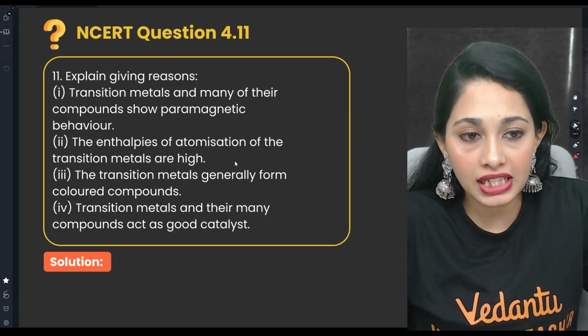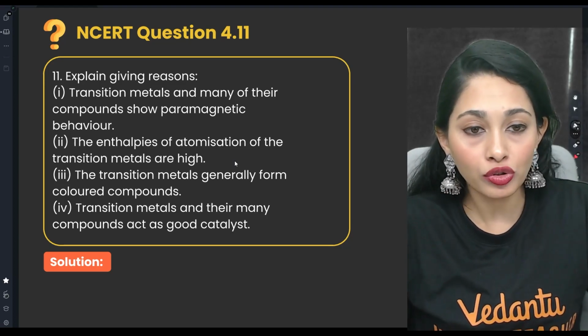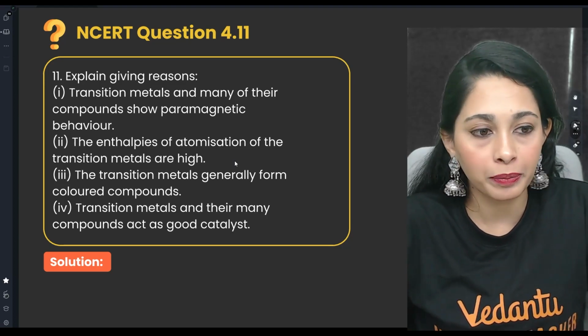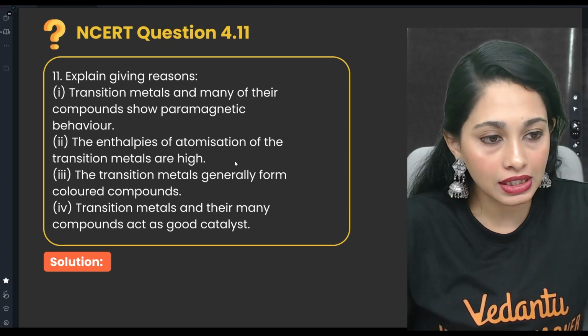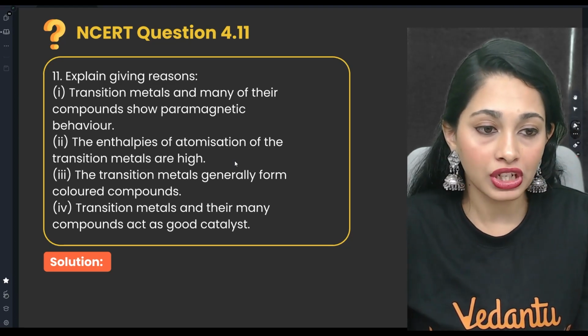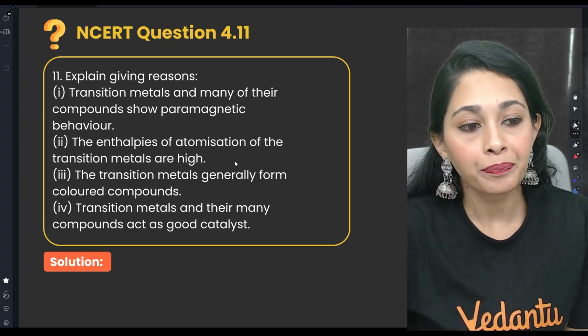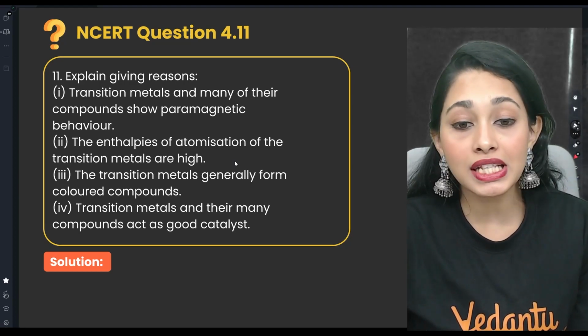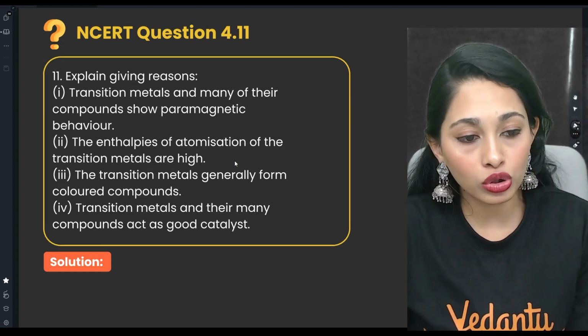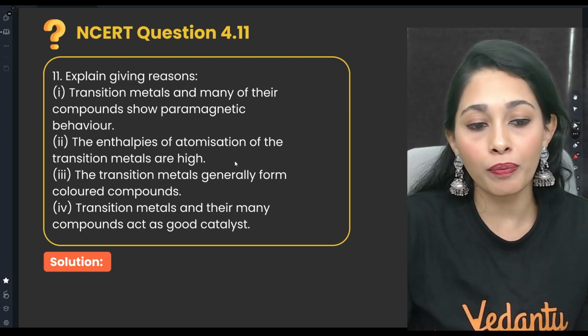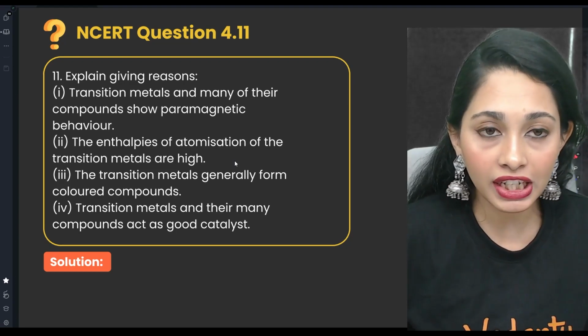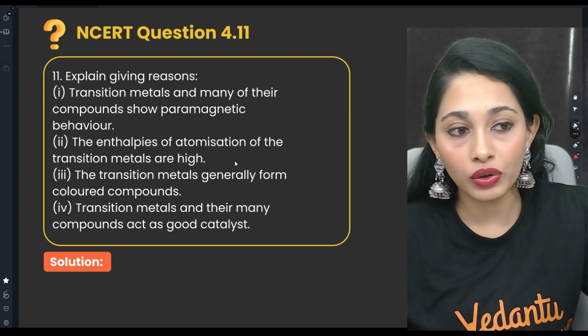First one, transition metals and many of their compounds show paramagnetic behavior. Explain. And we need to give the reasons. Next, second sub-question is the enthalpies of atomization of the transition metals are high. Third question, the transition metals generally form colored compounds. Fourth one, transition metals and their many compounds act as good catalysts. We need to give the reasons for the following statements here.